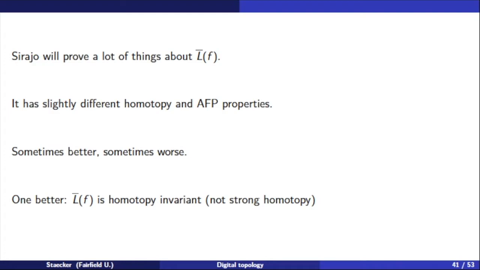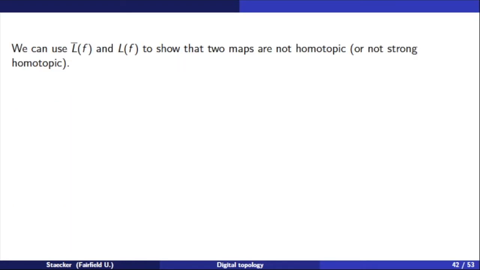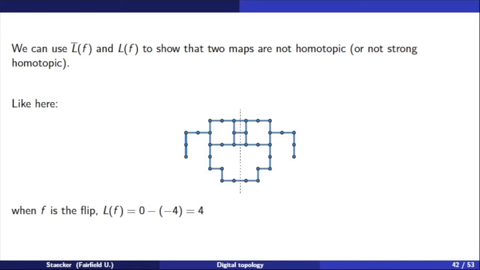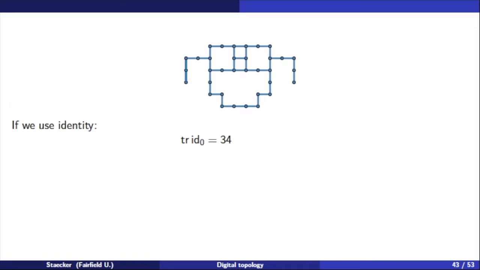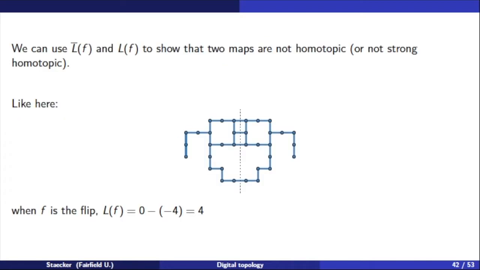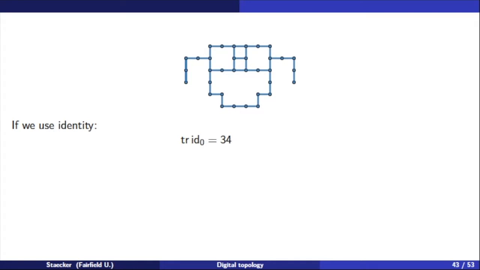All right. Actually, this has nothing to do with fixed points, but you can use these two Lefschetz numbers, either one of them, to show that two maps are not homotopic. For example, on this example, remember this? When we did the Lefschetz number here, we got 4. If you do the cubical, no, sorry, I'm not going to do the cubical. Let's just think about, what if we use the identity? What is the Lefschetz number of the identity?